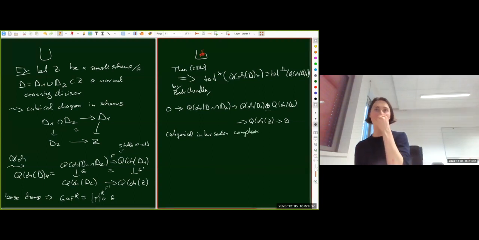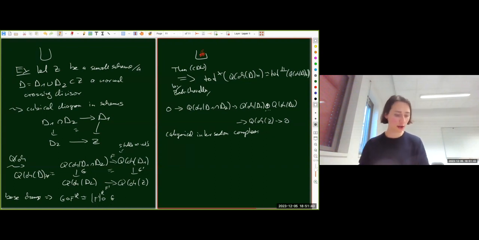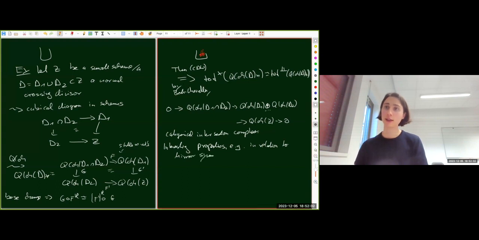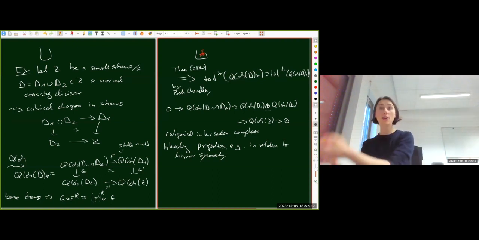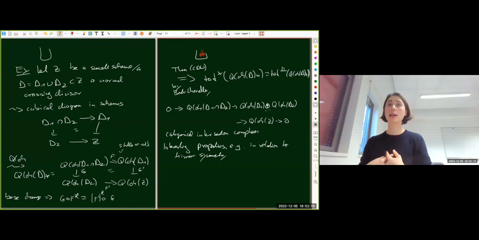And there are many interesting things to say about this complex, what kind of properties it has. Maybe let me just make one brief indication of this. Interesting properties, for instance, in relation to mirror symmetry, homological mirror symmetry, that is. There's another complex which you can construct using Fukaya categories, and these two are equivalent. So you get a version of mirror symmetry which is not an equivalence between two categories, but instead between two categorical complexes.